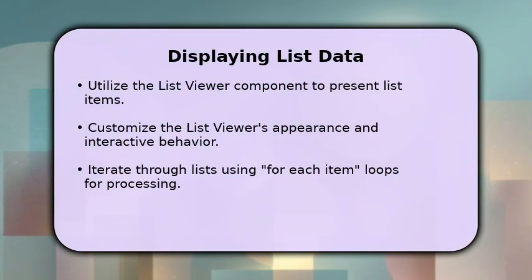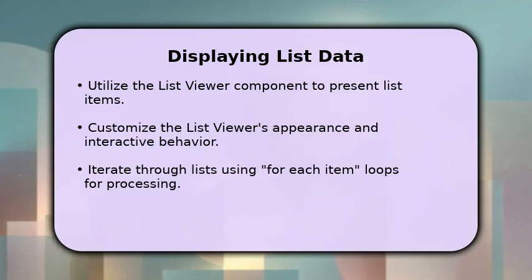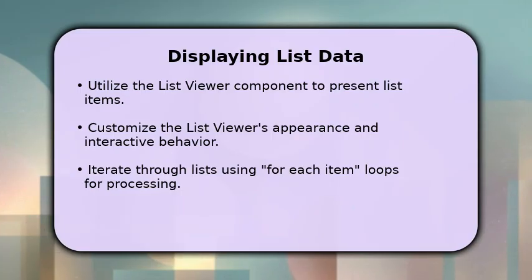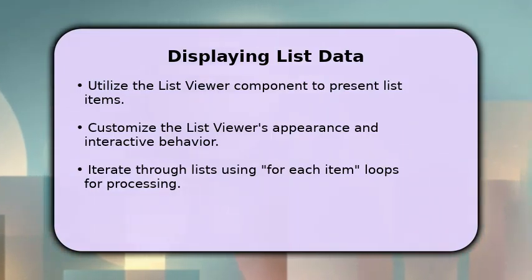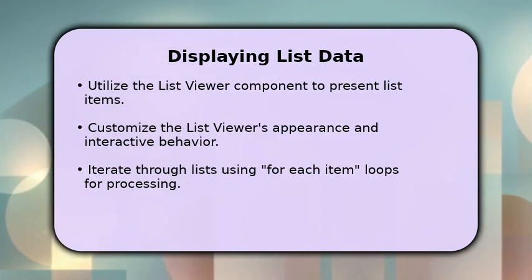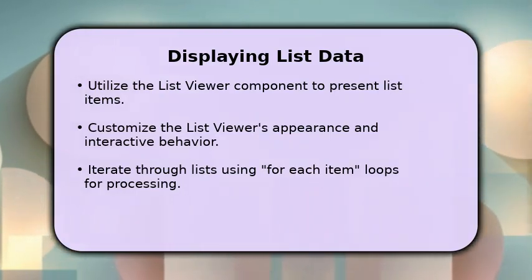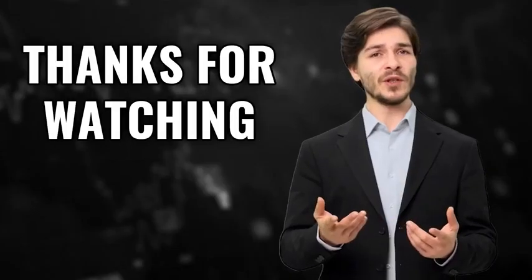Finally, displaying your list data effectively is key. The List Viewer component is your primary tool for showing list items to users. You can customize its appearance, including text size and color, to match your app's design. For more advanced operations, like performing an action on every item, use the For Each Item in List loop. This allows you to process each entry individually, offering immense control over your list's presentation and functionality.